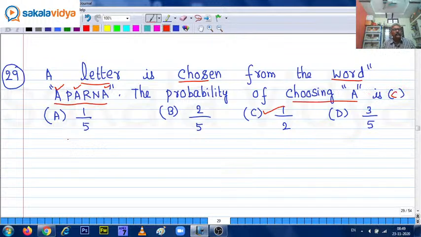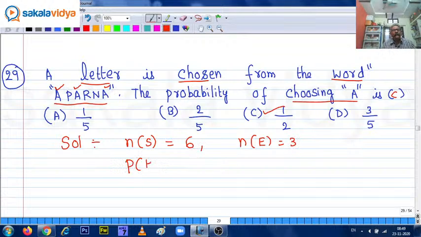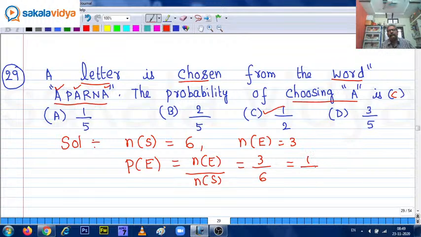Right. So now let us come to the solution part. First let us write n of s. Count the number of letters present in the word Aparna. You need to treat each as a different object. There are 6. N of E is equal to the number of A's. How many A's are there? 3 A's. So P of E equals n of E upon n of S. This is the formula. So 3 upon 6, that is 1 upon 2. Yes, C is the right option.